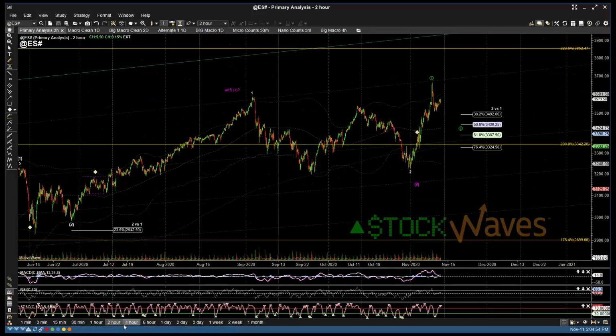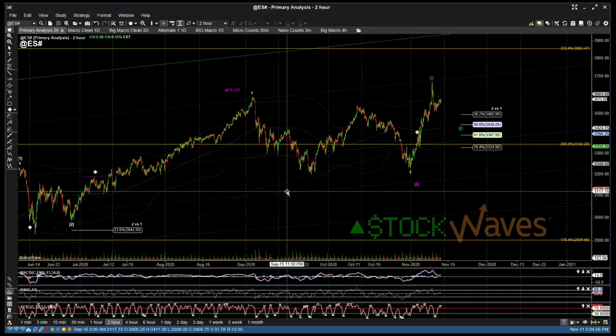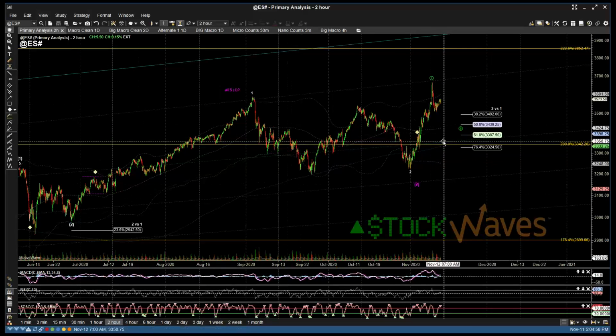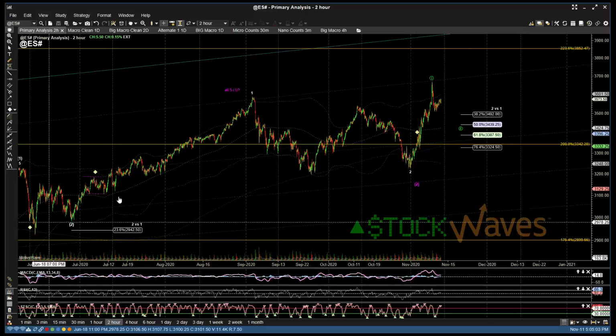All right, so let's go back and talk a little bit about the setup that we're seeing right here. Oh, and Bull Spread asks about a Pirate Ninja.